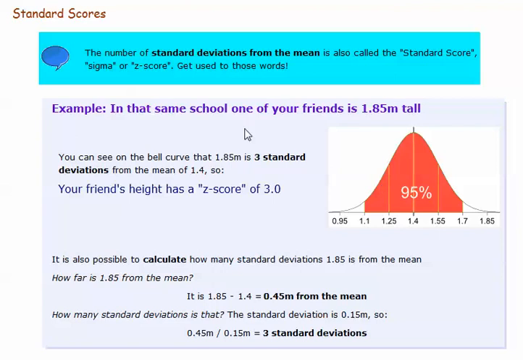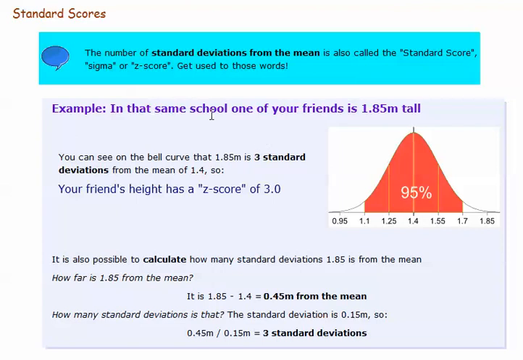In this video, we're going to look at standard scores. The number of standard deviations from the mean is called the standard score or z-score. You're going to hear this z-score a lot when you talk about and use normal distribution. Let's look at an example to see how this is used, why is it important.